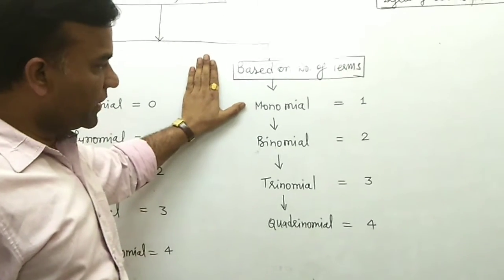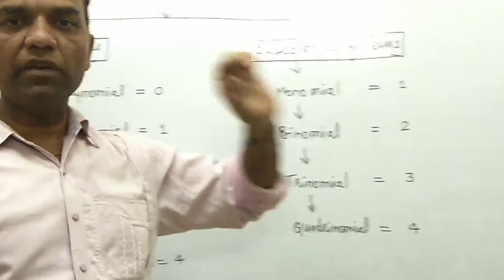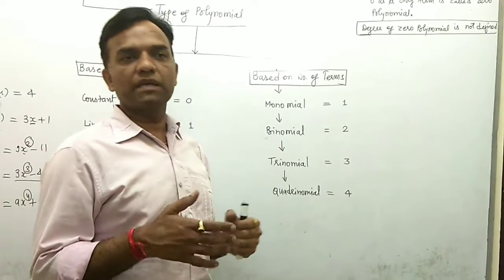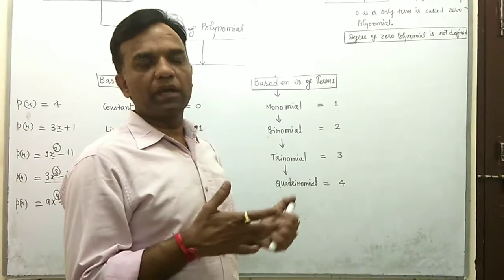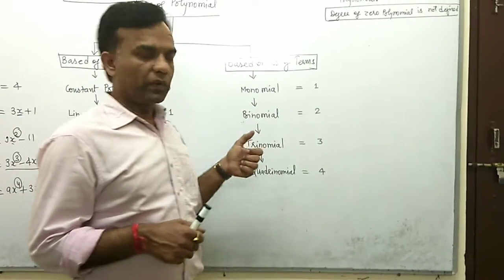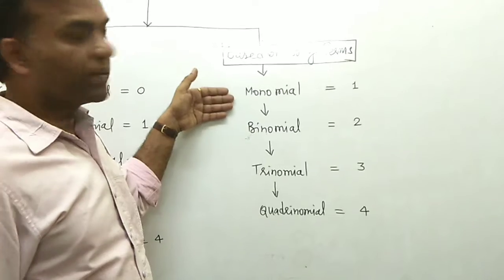Based on number of terms, like monomial. Monomial means you count the terms. Here you do not count the variables, how many variables are given, or their degree. It is not compulsory. You only count the non-zero terms you include here. A polynomial that has one non-zero term is given.